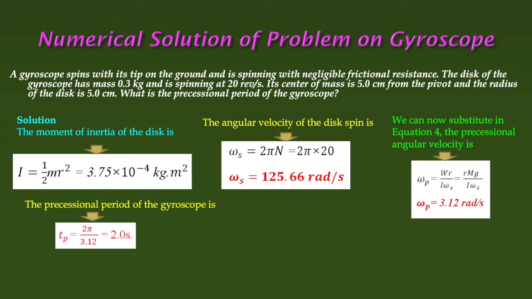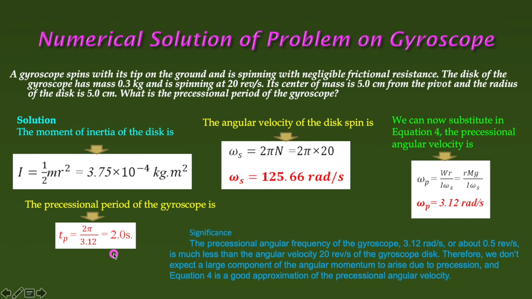Now we have to find the time period, meaning for one revolution in the precession, meaning the rotation of the spinning axis about the vertical axis, how long it takes. That can be calculated by a very well known formula: the time period equals 2 pi by angular velocity. Here the angular velocity of precession is 3.12, so substitute there. So the time period for precession equals 2 seconds, and we have obtained that omega s is much larger than omega p.